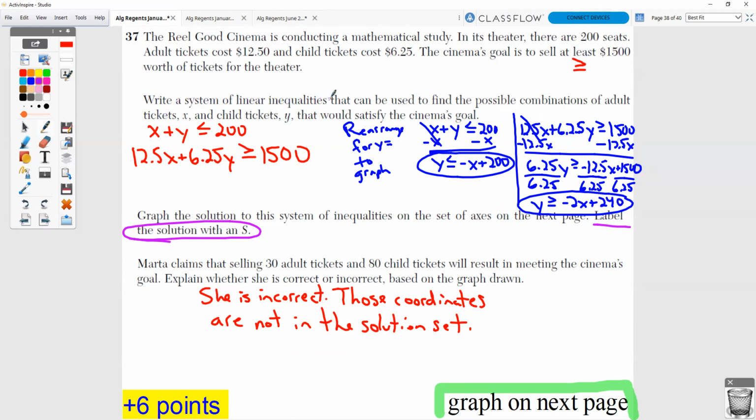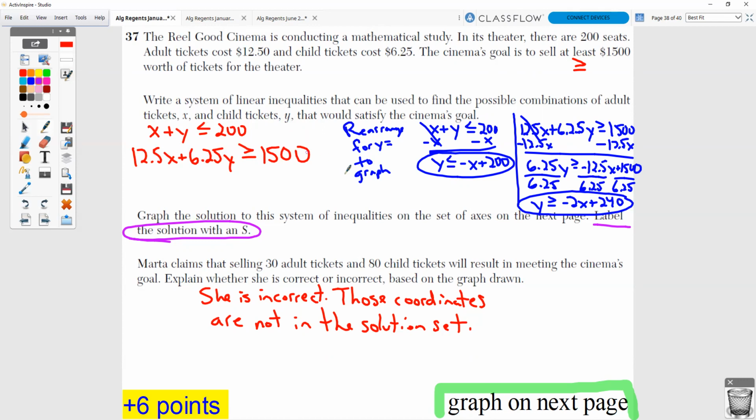Write a system of linear equations that can be used to find the tickets. So adult tickets, my x, plus children's tickets, my y, that's what they tell you to specifically use. So if you used A and C, you would not get full credit for the problem. X plus y is less than or equal to 200, because there's 200 total seats in the theater. So the adult plus the children has to be less than or equal to 200. Then we have $12.50 or 12.5 times the cost of an adult ticket plus $6.25 times the cost of a children's ticket. And that has to be greater than or equal to, because their goal is at least $1,500 worth. So greater than or equal to 1,500. 1 point for this equation, 1 point for this equation. So that's the top part.